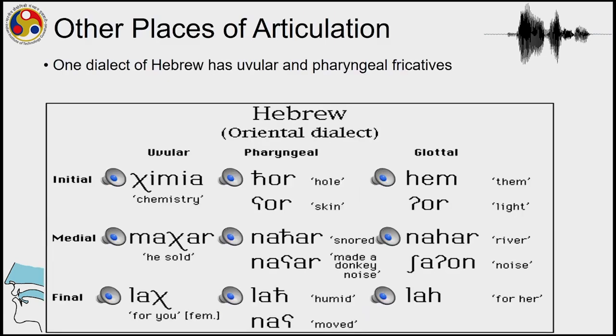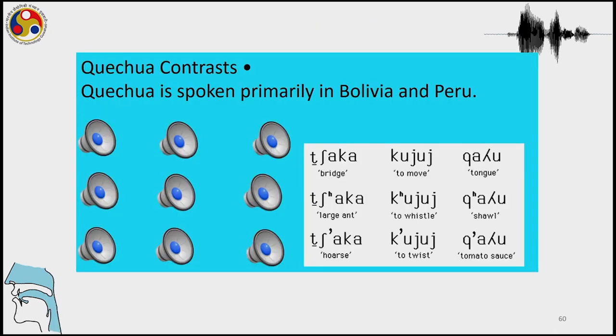So now we see that in Hebrew there is the Arabic variety that contrasts with a pharyngeal fricative and nahar. So glottal fricative and glottal stop. Quechua also has uvular sounds, and we will play these Quechua sounds, and Quechua will be important to talk about another type of sounds called epiglottals.